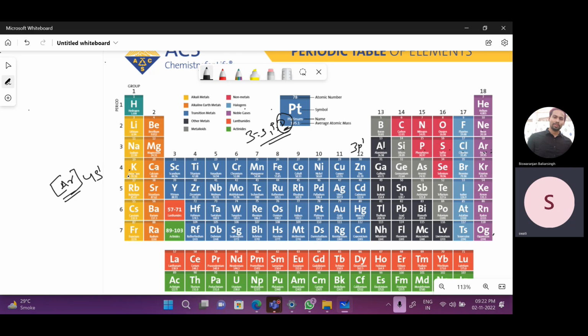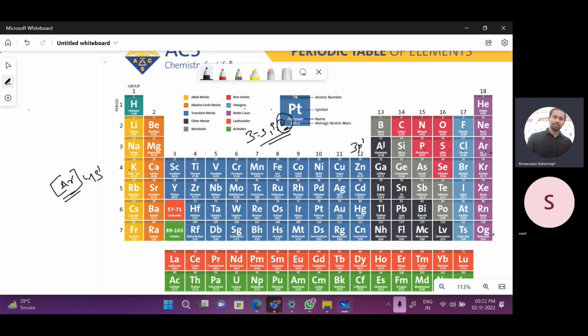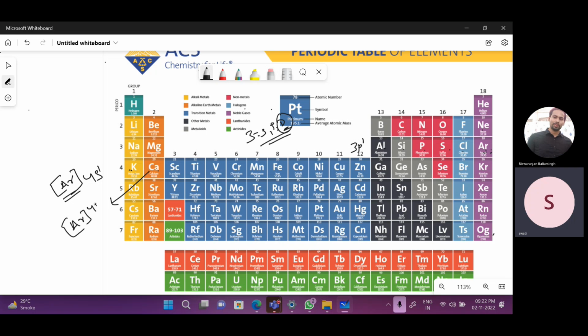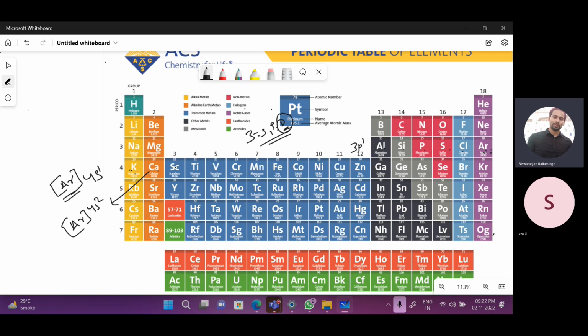1s2, 2s2, you can say like 6. Argon, then 4s1, argon, then 4s2. Argon, 4s2 will be the calcium. Argon 4s2. Then here it comes another one.